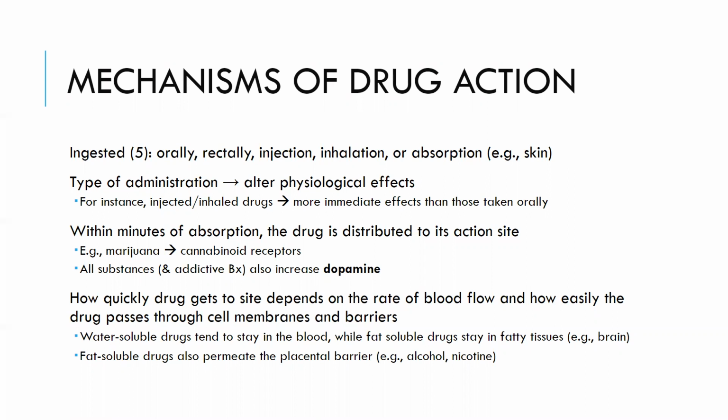Fat-soluble drugs also have a greater tendency to permeate the placental barrier, meaning the barrier between mom and a developing baby. And so, for that reason, those are the particular drugs that should be avoided during pregnancy. So, alcohol and tobacco are both fat-soluble drugs, and so those are drugs to be avoided during pregnancy.